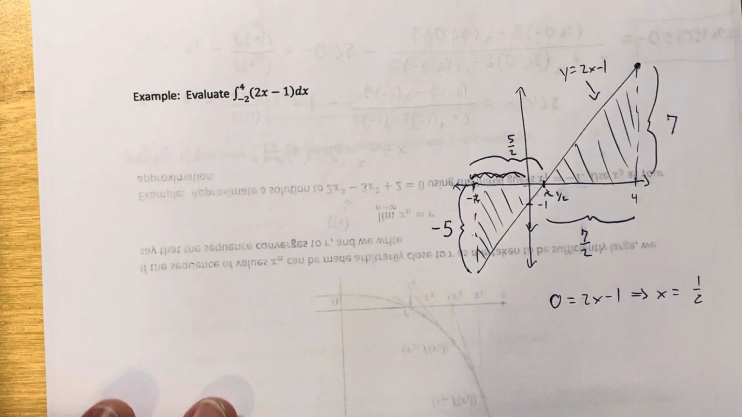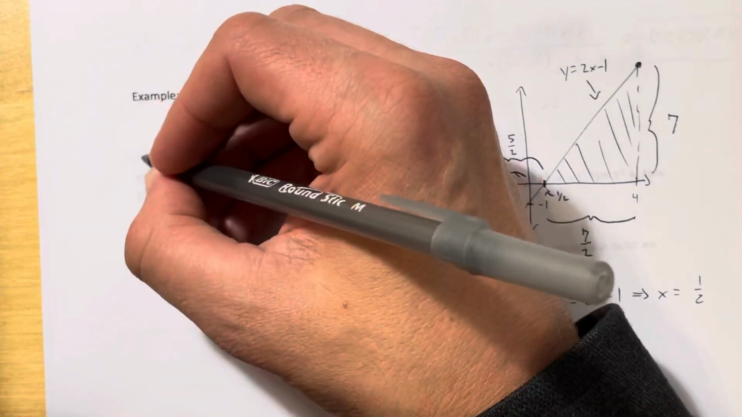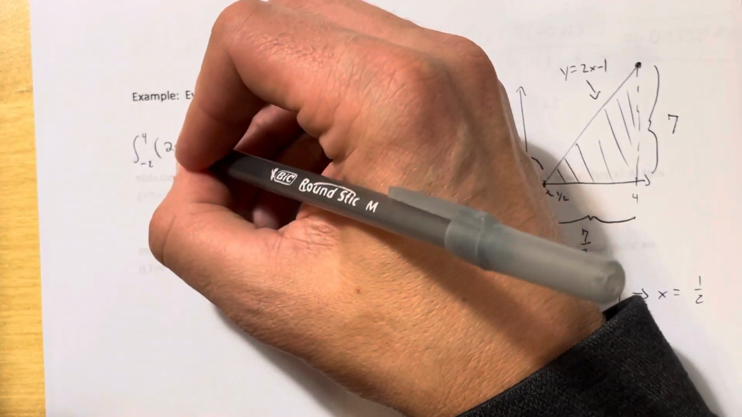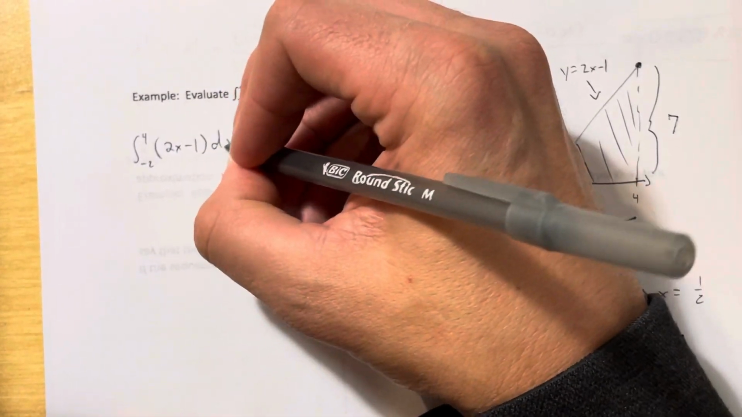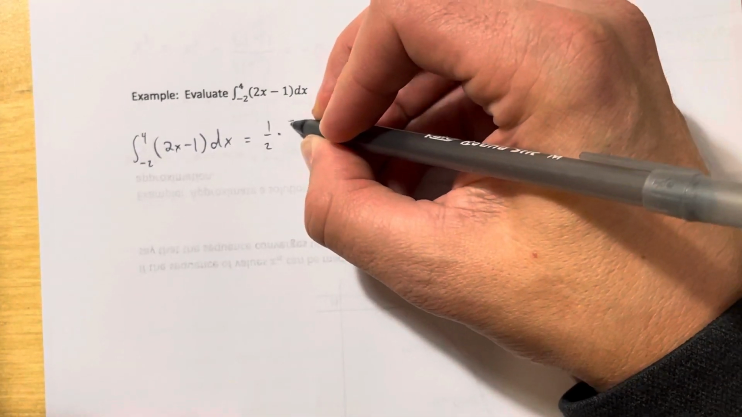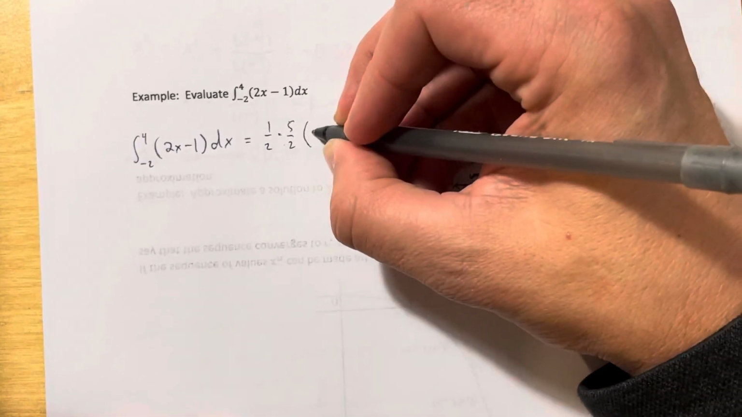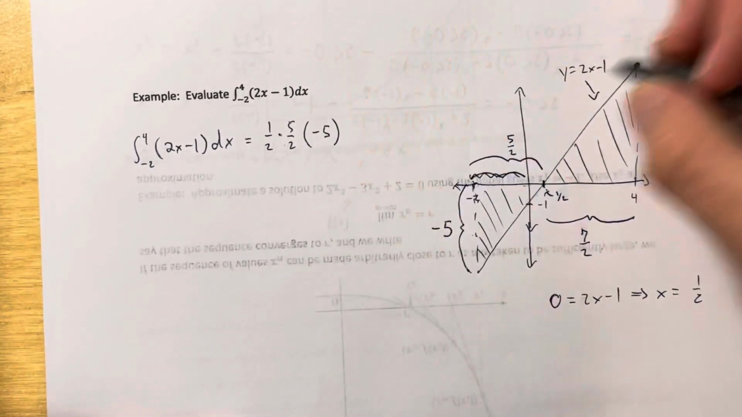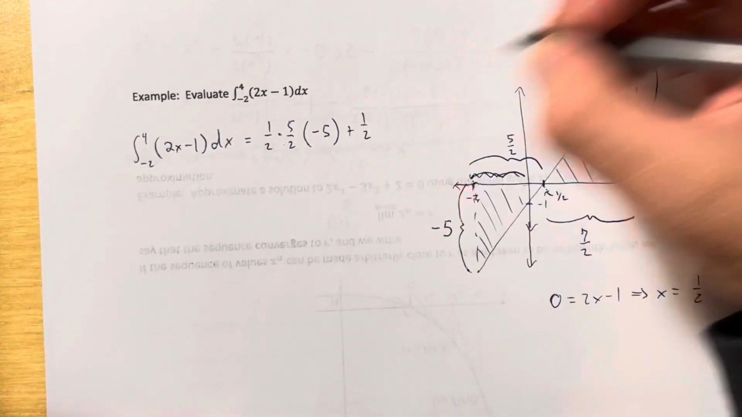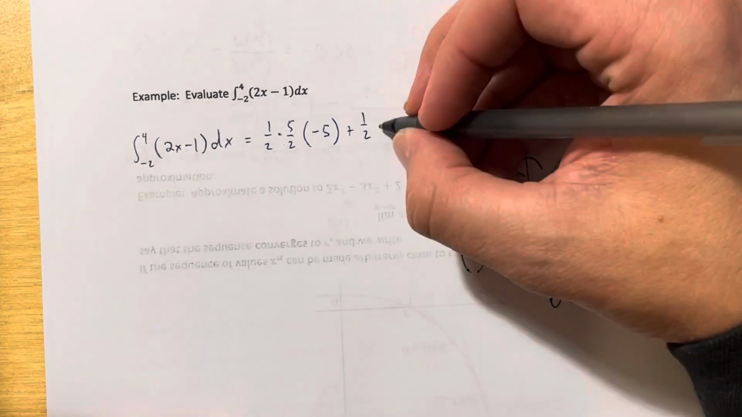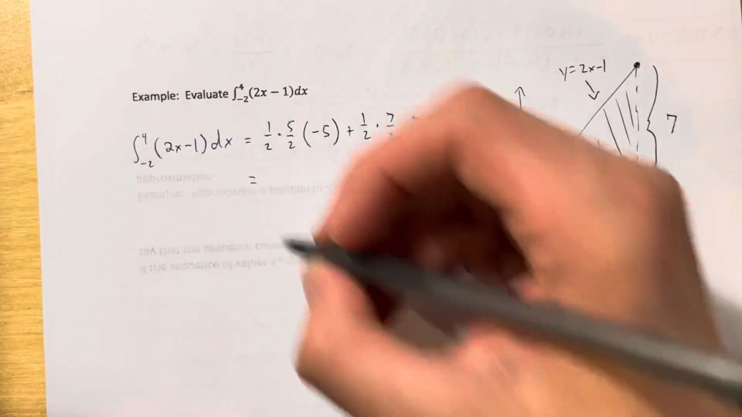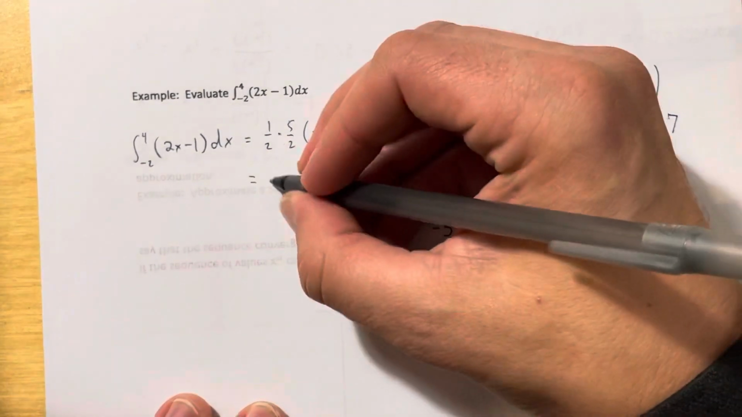How do you find the area of a triangle? Well, the integral from negative 2 to 4 of 2x minus 1 dx is going to equal 1/2 base times height. 1/2 times 5 halves times negative 5, plus the area of this triangle right here, which is 1/2 times base, which is 7 halves, times height, which is 7.